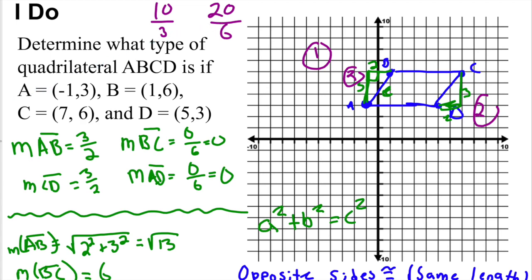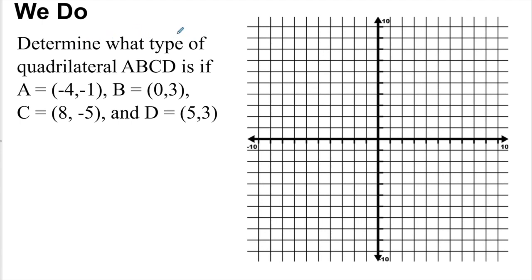All right, here we go. Here's what we do. Determine what type of quadrilateral ABCD is if these four are true. So first what we're going to do is plot the points. -4, -1, 0, 3. Wow. 1, 2, 3, 4, 5, 6, 7, 8. 5 and 5.